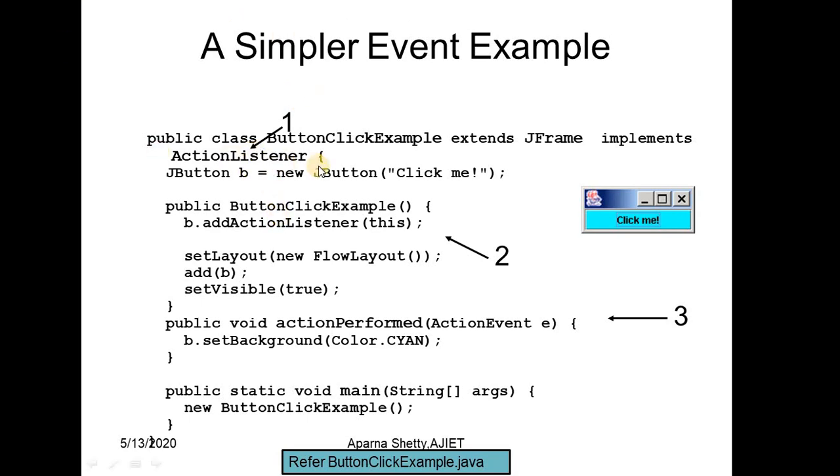Here, public class ButtonClickExample extends JFrame and it implements ActionListener. So it is going to implement the ActionListener interface. Events can occur in this ButtonClickExample and they will be handled by the ActionListener interface. Now first I will create a new button. I will create a new JButton, b is the object representing that button, and the label of that button will be "Click me". Here you can see one button is created with the label Click me.